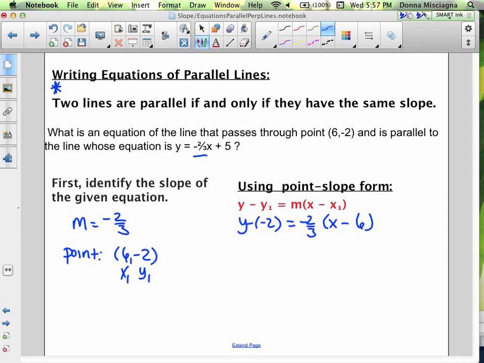So if the value is negative, then we have a minus a negative. We have two negatives. That becomes a plus. So y plus 2 equals negative 2/3 times (x minus 6). We'll distribute the negative 2/3. Now maybe you can't multiply negative 2/3 times negative 6 in your head. That's okay. Just put it off to the side.